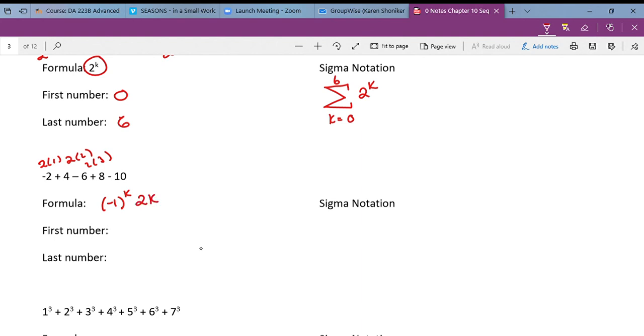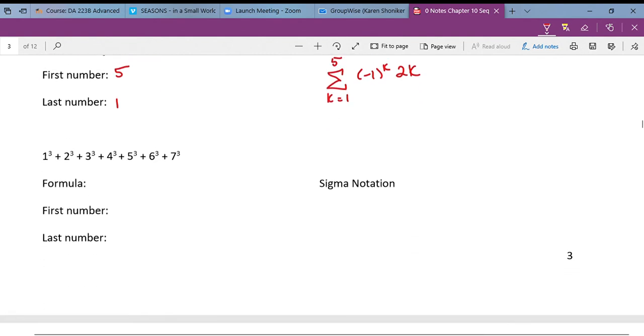And it's going to start for where k is 1 and go up to where k is 5, because 5 times 2 would be 10. So my sigma notation would go from where k is 1 up to where k is 5 using the equation -1 to the k times 2k. And again, just plug your numbers in to check. Make sure that when you plug in 1, you get -2. Make sure when you plug in 2, you get +4, and so on and so forth.